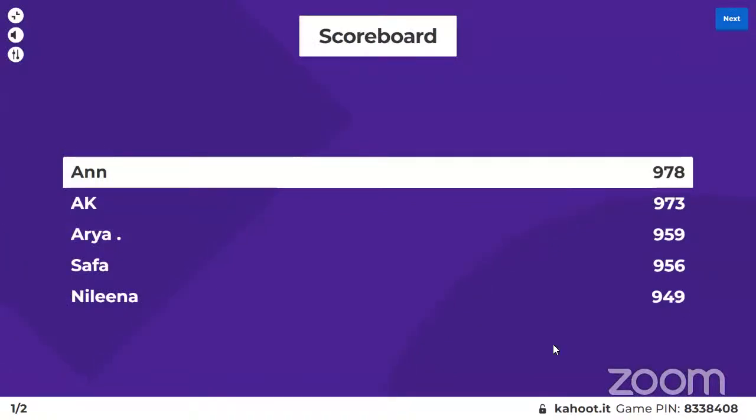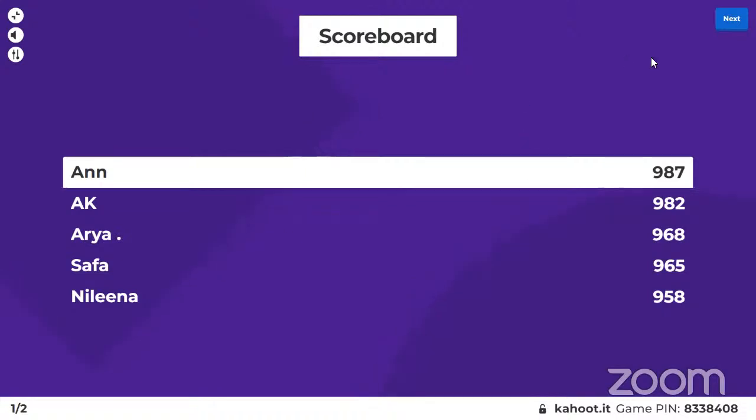This is a scoreboard, and here you can see who has grabbed the top 5 spots. Anne has come to the top. Second we have AK, third Arya, fourth Safa, and fifth Nilina. Right side you can see the corresponding points also: 987 for Anne, 982 for AK.